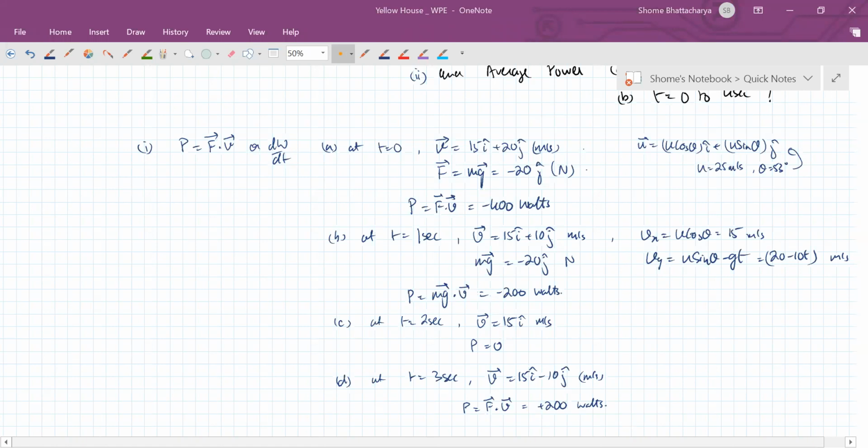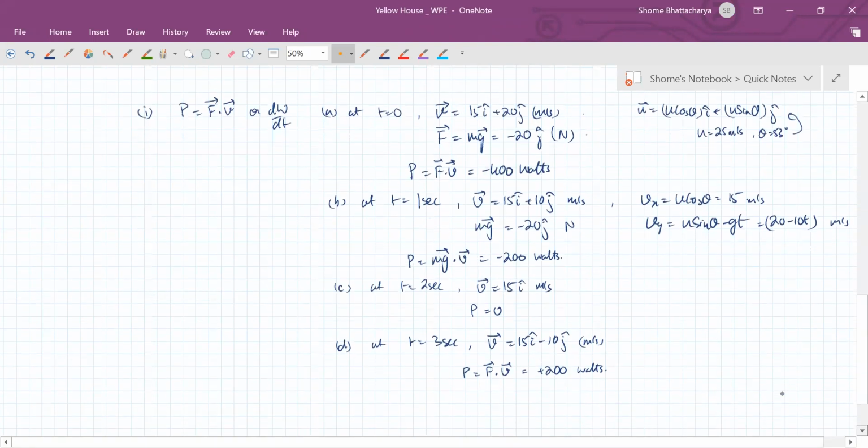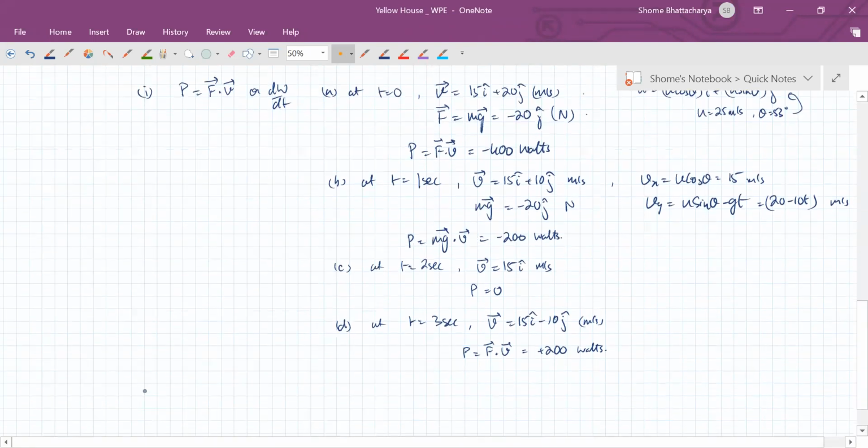Now let's come to the second part. So second part, we have to calculate the average power. So that is work done divided by the time. So in this case, we will calculate the work done as mg dot product with displacement, because mg is a constant force.